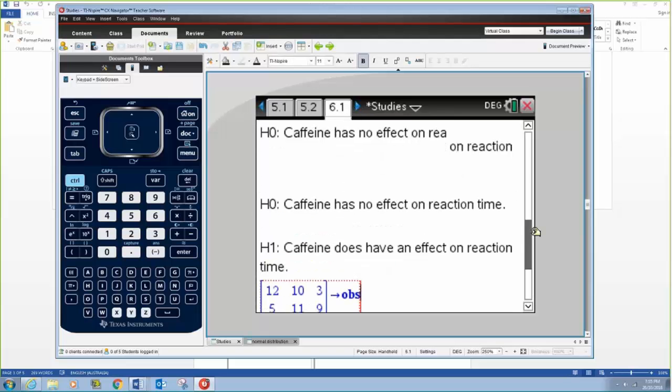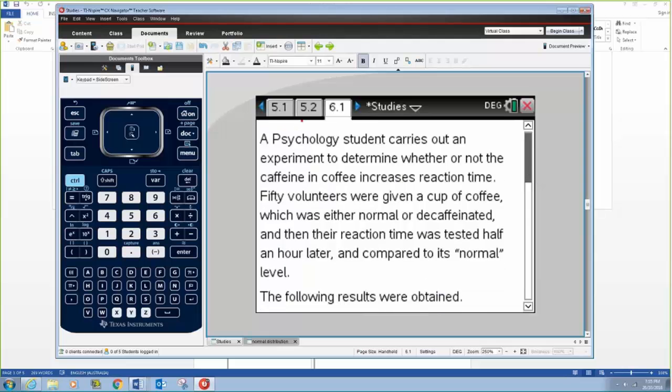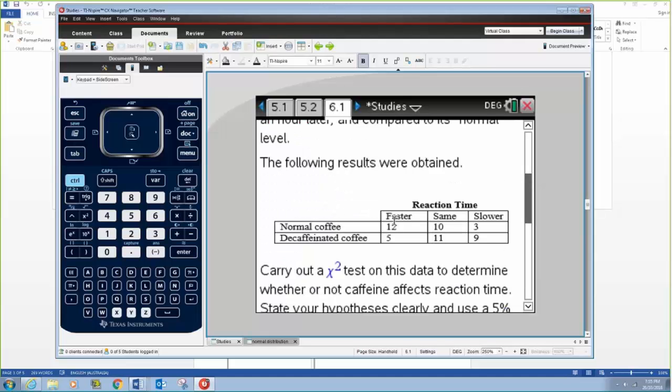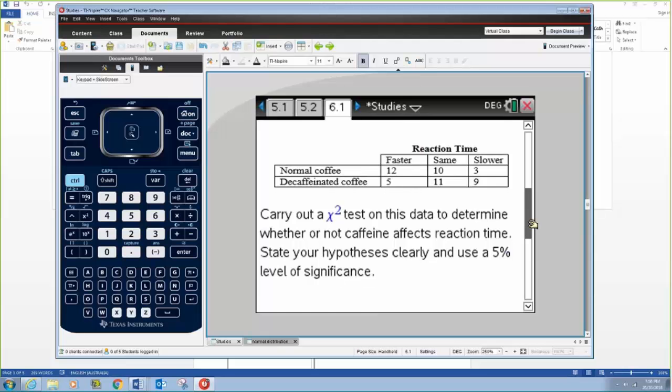Now, another typical question for studies is the chi-squared question. So this time we have a psychology student who carries out an experiment to determine whether or not the caffeine in coffee increases reaction time. We have a table here: normal coffee, decaffeinated, and reaction time faster, same, slower. Carry out a chi-squared test to determine whether or not caffeine affects reaction time, state your hypothesis, and use the 5% level of significance.